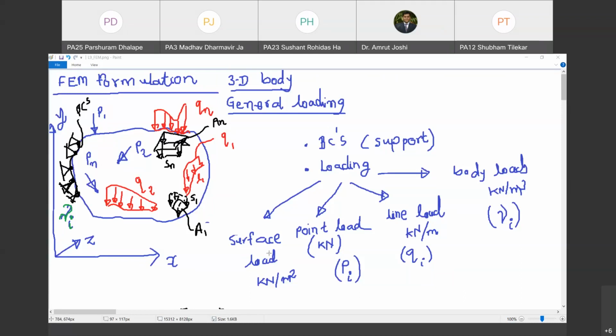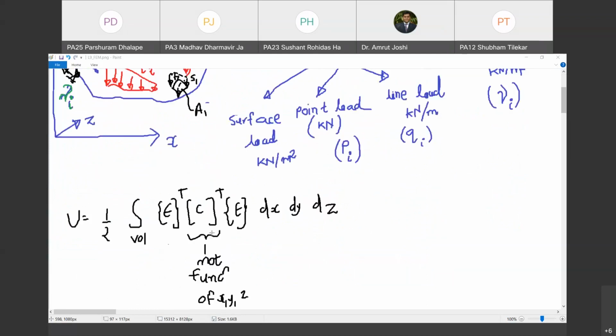I have shown various types of loadings like surface load, point load, line load, and so on. And then we had found out the expression for strain energy stored in the body in deformed configuration. I hope all of you are with me till this point. If you are, please type your response in chat box. I'm waiting for your response. Once I get the response, then I will go ahead.